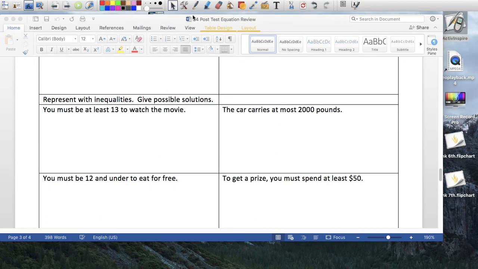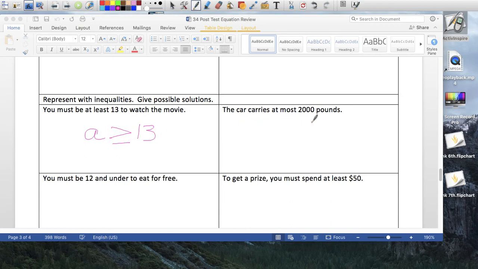You must be at least 13 to watch the movie. Tienes que tener al mínimo de 13 para mirar el movie. So, your age, su edad, tiene que ser más grande que 13 para poder asistirlo. Your age has to be bigger or greater than 13.